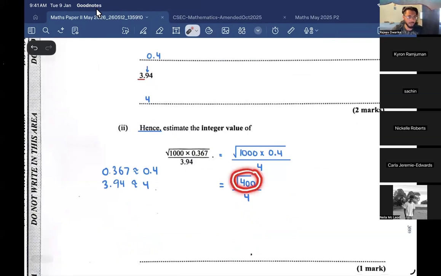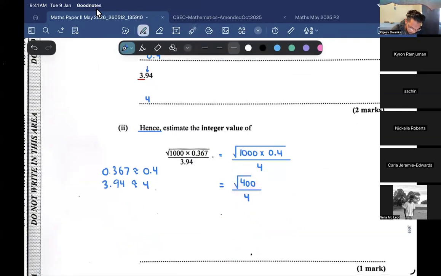Anybody can tell me what the square root of 400 is? What's the square root of 400? 20. Yeah, that's 20. And that's going to be over 4, right, Chiron? So what's your final answer? 5. Anybody can tell me what an integer is?